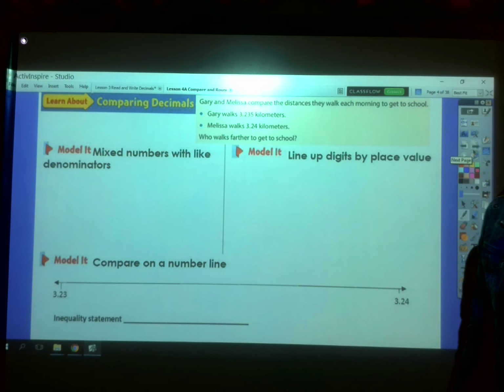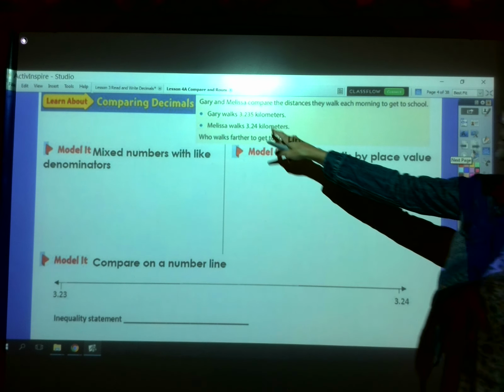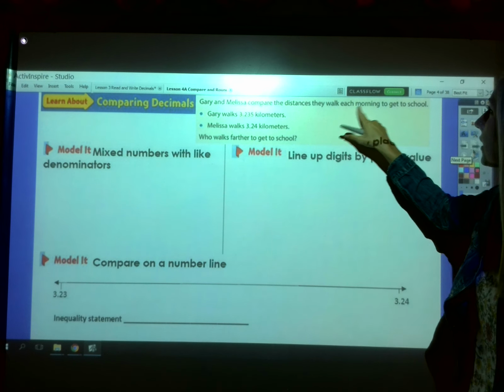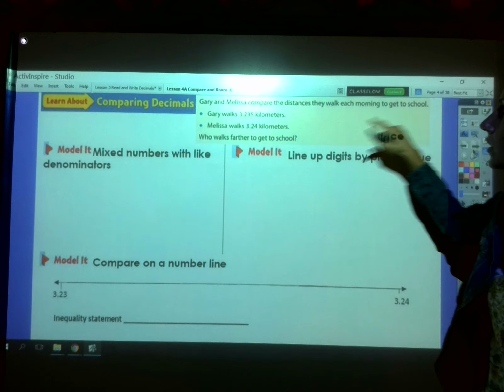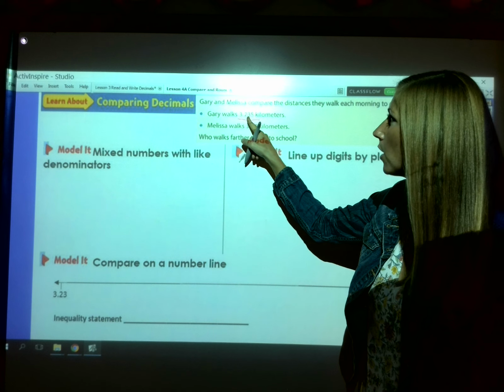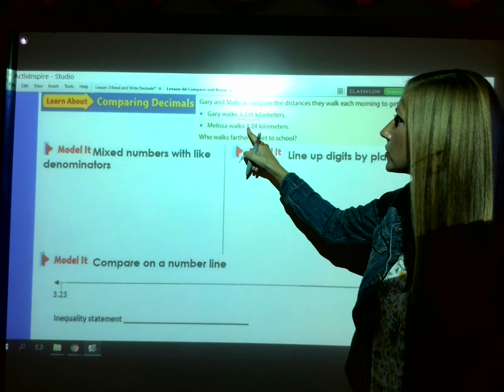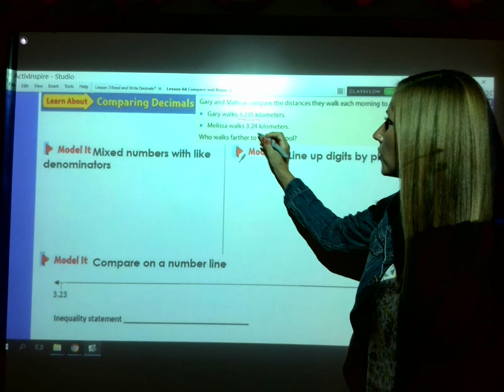So let's put some of this into practice. Looking at Gary and Melissa, they're comparing the distance they walk each morning to get to school. Gary walks 3 and 235 thousandths kilometers, and Melissa walks 3 and 24 hundredths.